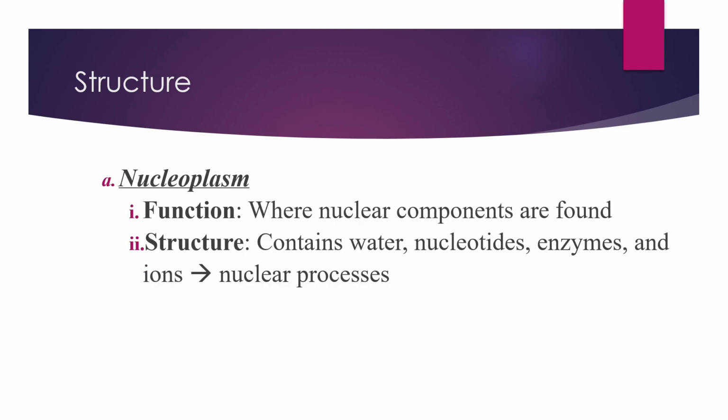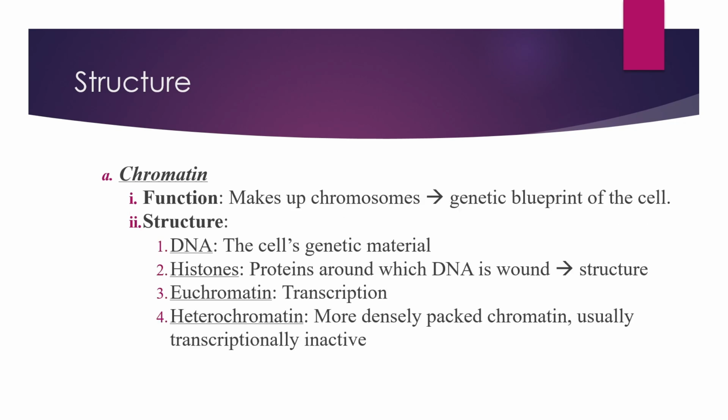Nucleoplasm. The nucleoplasm is a gel-like substance within the nucleus where various nuclear components are suspended. Similar to cytoplasm, it contains water, nucleotides, enzymes, and ions, providing a medium for nuclear processes. So the nucleoplasm is where everything is found and where all these materials come together and start all these processes that happen in the nucleus, which we'll get into.